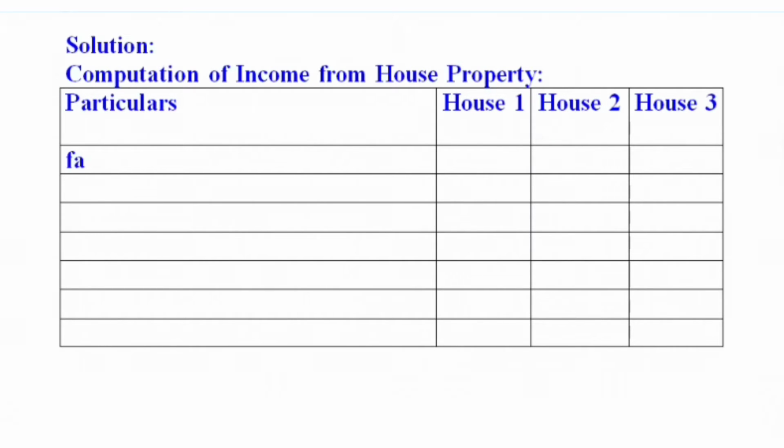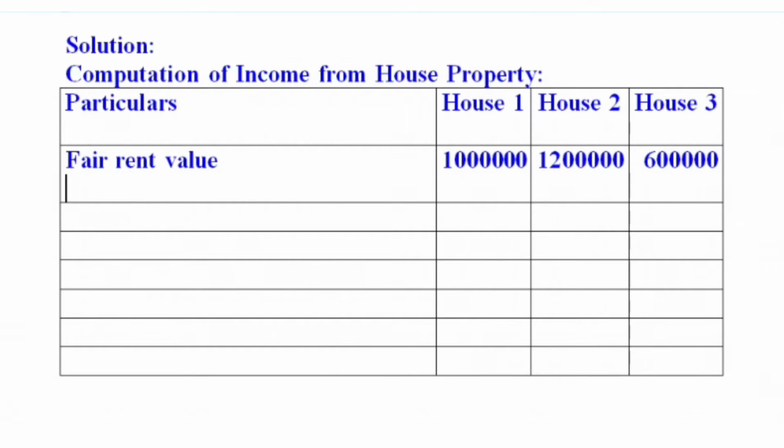Now solution: computation of income from house property. Particulars: house 1, house 2 and house 3. Fair rental value for house 1 is 10 lakhs, for house 2 is 12 lakhs and for house 3 is 6 lakhs.